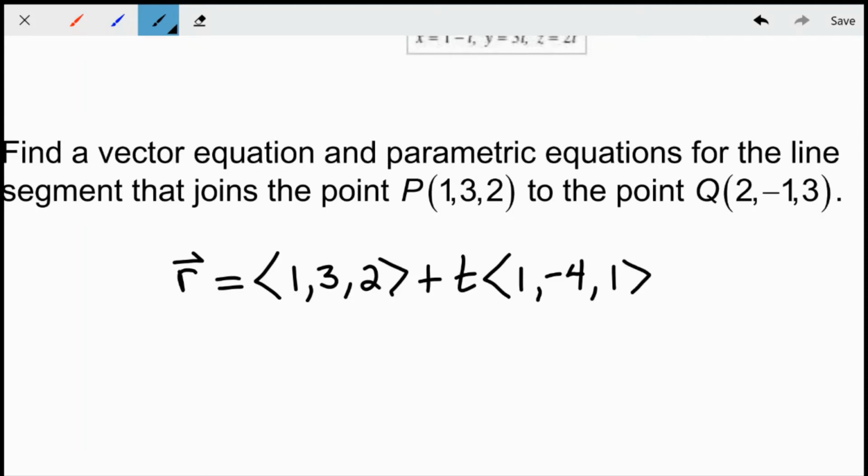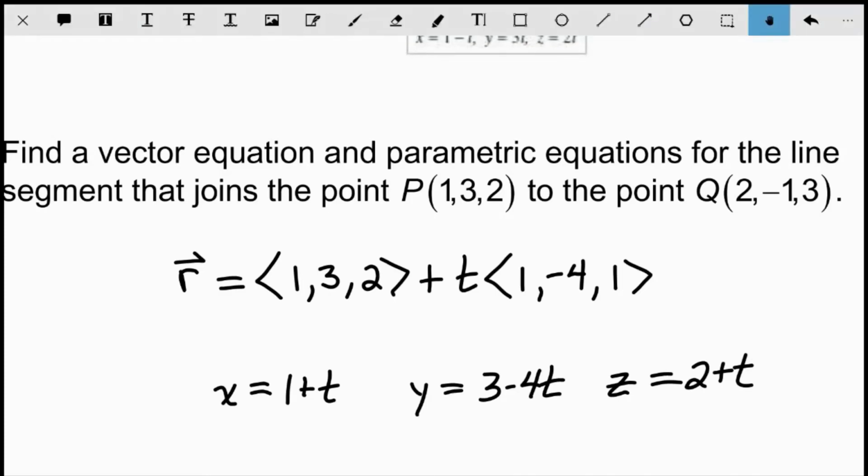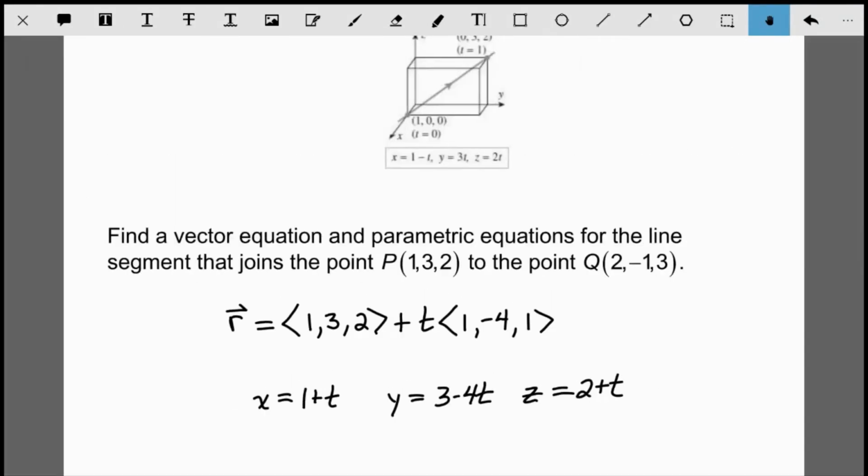Now, I could also write it as a parametric. X in this case would be 1 plus t. Y would be equal to 3 minus 4t. And z would be equal to 2 plus t. So it's exactly the same as what we did in 2 dimensions, now just expanding it to 3 dimensions. So not anything difficult. And part of the reason we're going through 2 sections today is because most of this stuff is very, very simple.